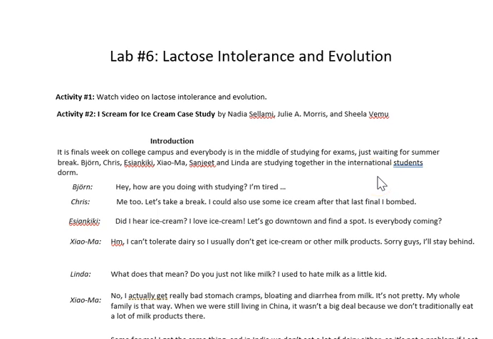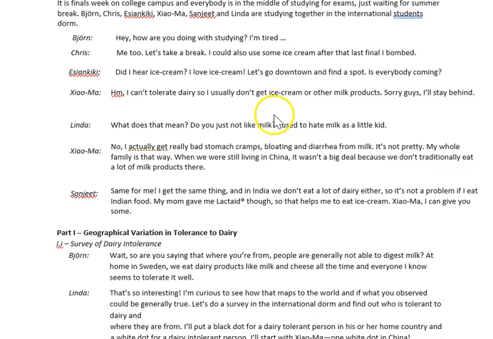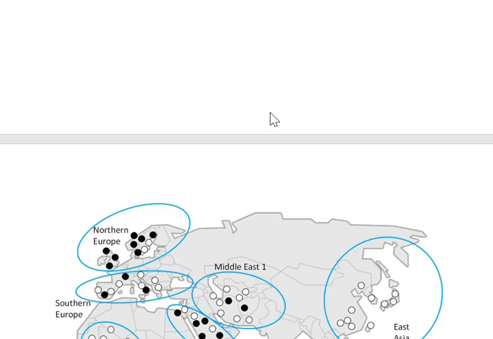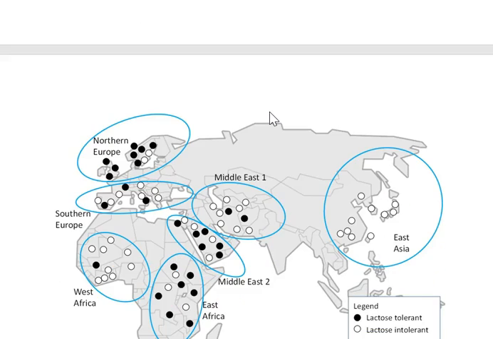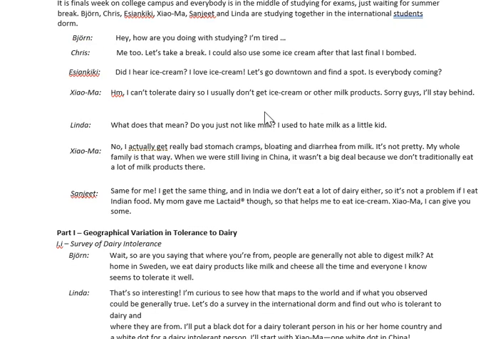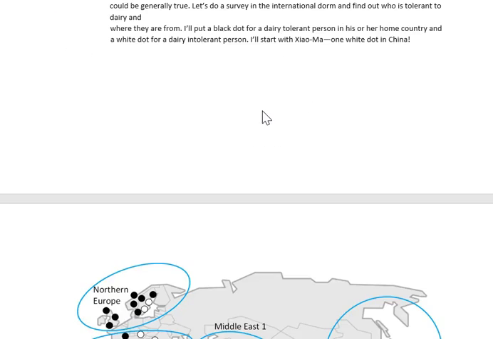It gives you an idea and it gives you the process in which lactose intolerance evolved and so on. So you need to make sure you watch that. Then after that, this is a case study, and you're going to be just reading this. These are scientists talking about why some are lactose intolerant, some are not. You want to pay attention to their names in the sense of where they're from in the world, because that's going to play a role later on.